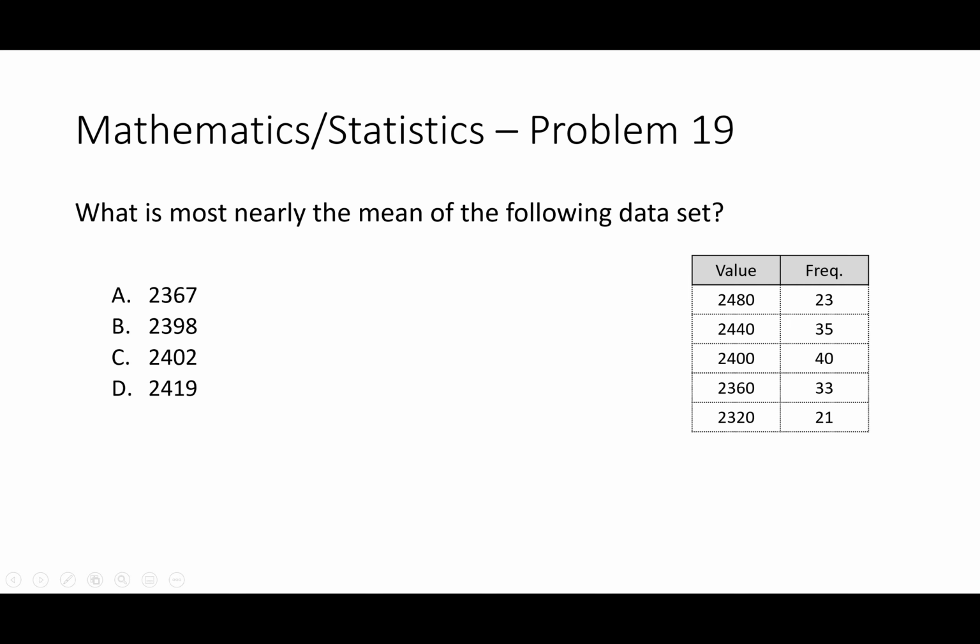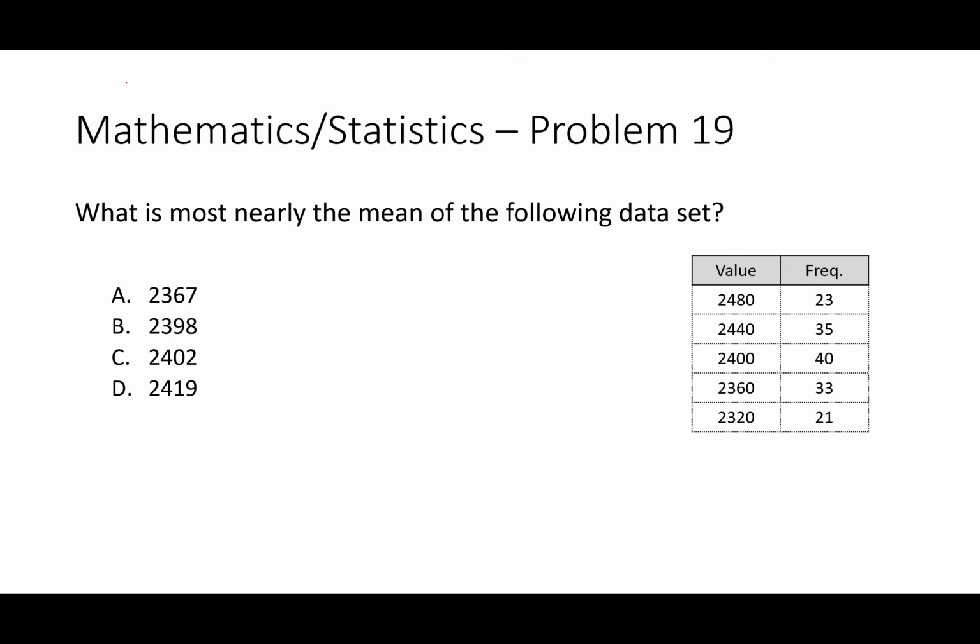What is most nearly the mean of the following data set? This is whenever you have a problem that involves a weighted average. What we have is some observations. We have the value 2480 that was observed 23 times, the value 2440 that was observed 35 times. What we're going to do is a weighted average.